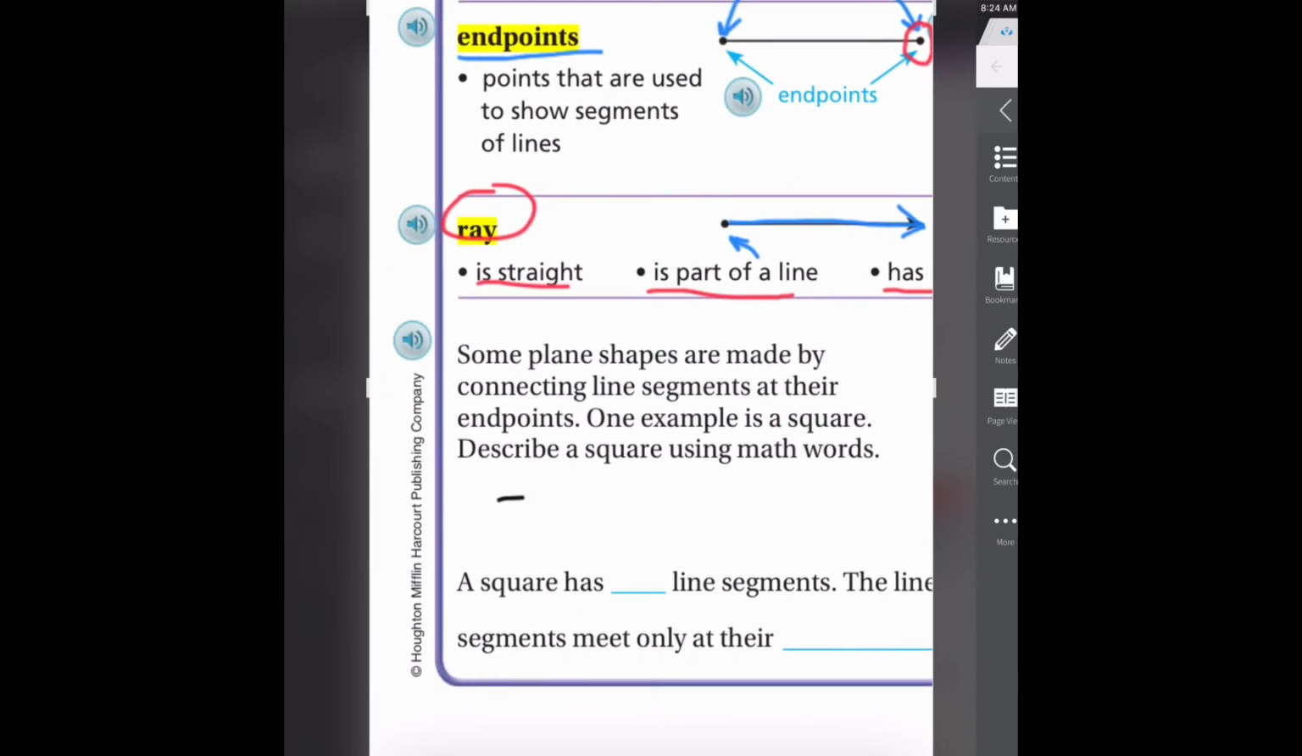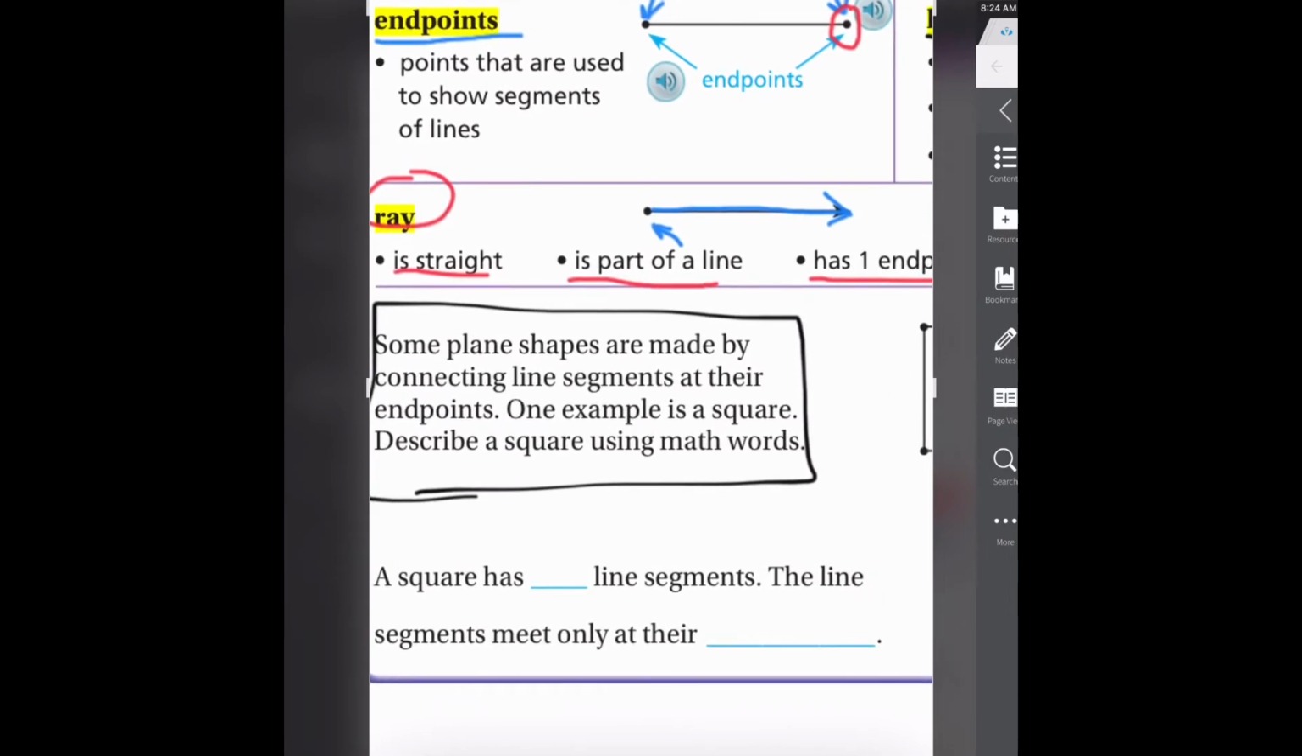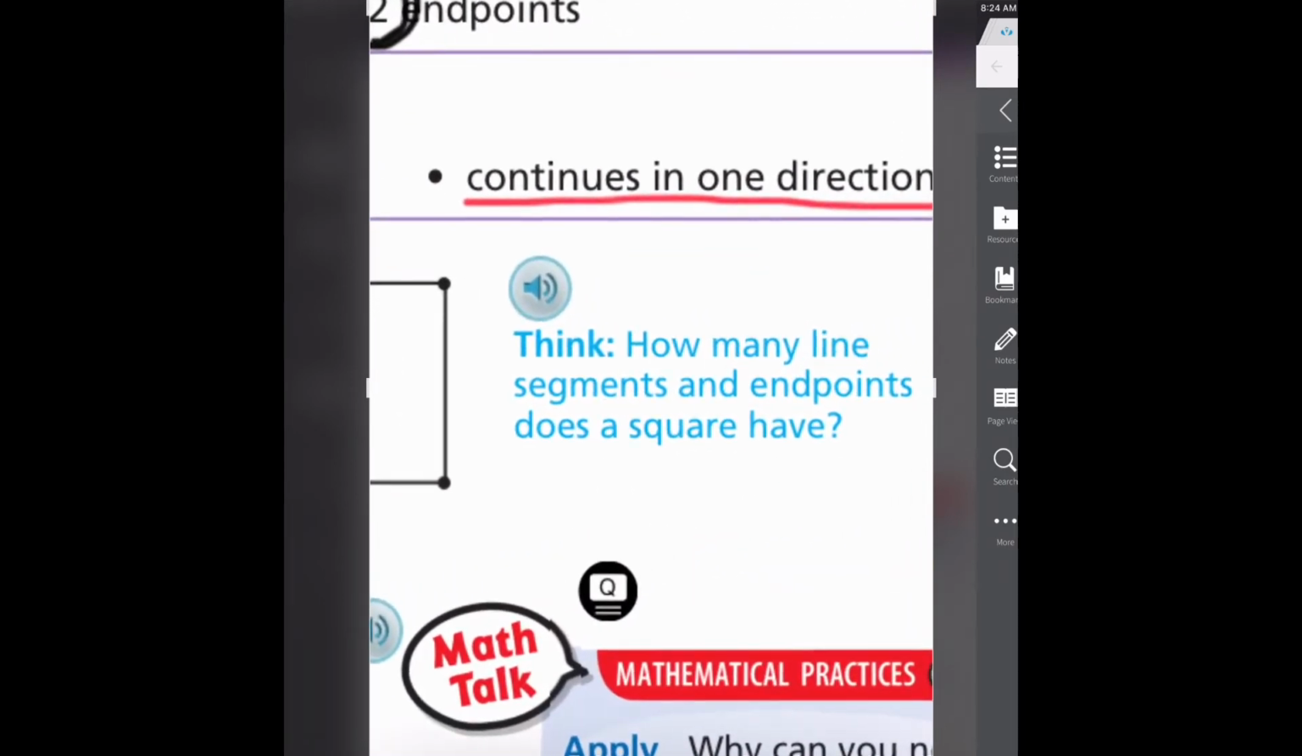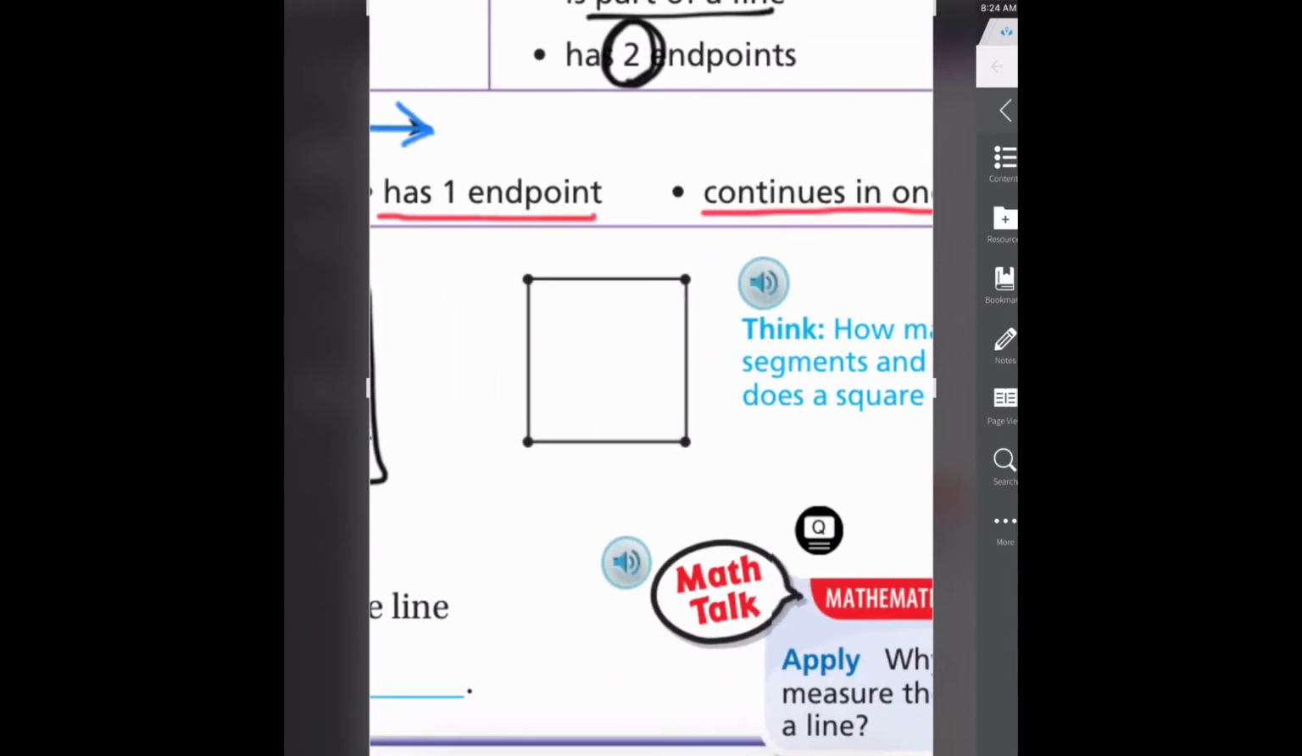Okay. This section right here. Some plane shapes are made by connecting line segments at their endpoints. One example is a square. Describe a square using math words. So there's our square, and it says think. How many line segments and endpoints does a square have? Well, let's take a look.